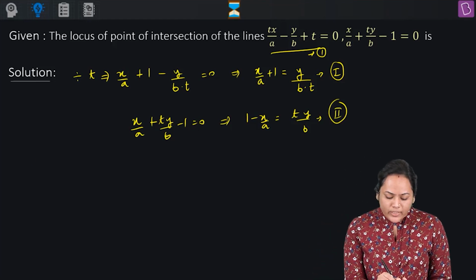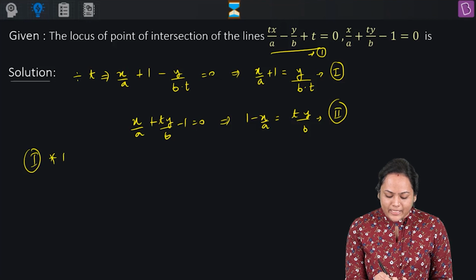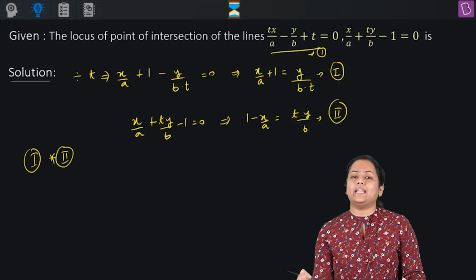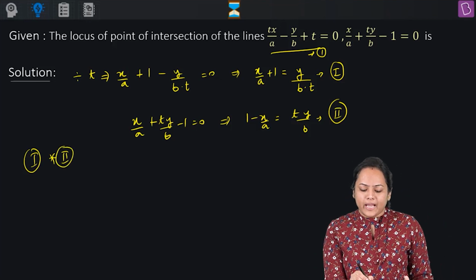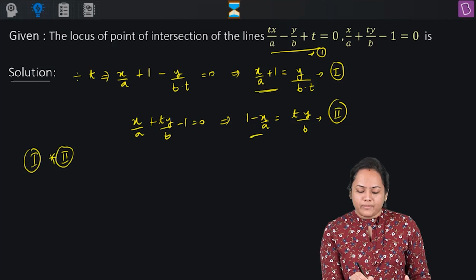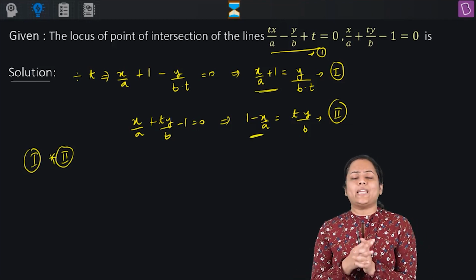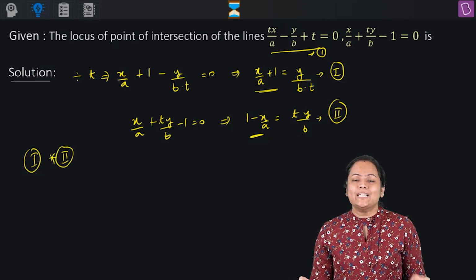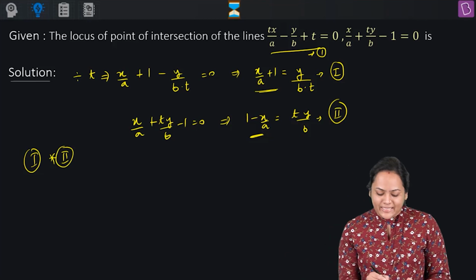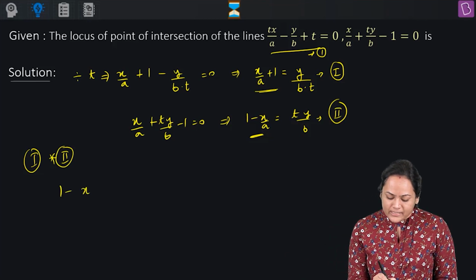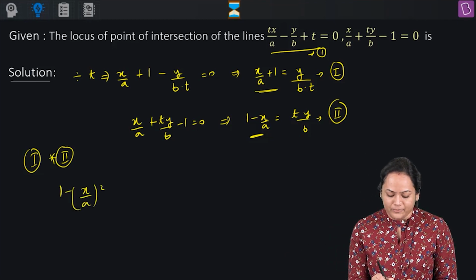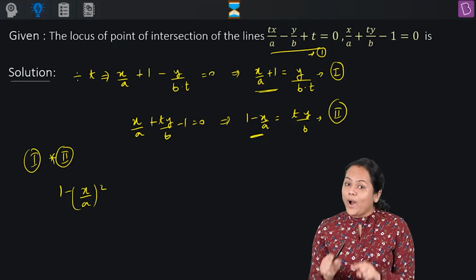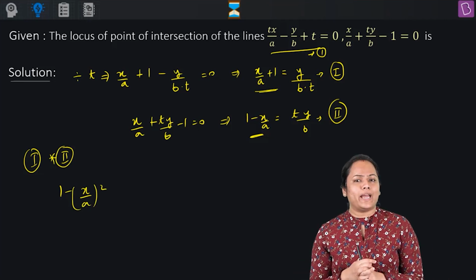Yes, because when I multiply first and second, what do I get on the left hand side, guys? Well, on the left hand side, I have x by a plus 1, 1 minus x by a. It is basically a plus b into a minus b, right? And what is the formula for that? Well, it is a square minus b square, isn't it? So when I apply that, it's going to become 1 minus x by a whole square. Clear?